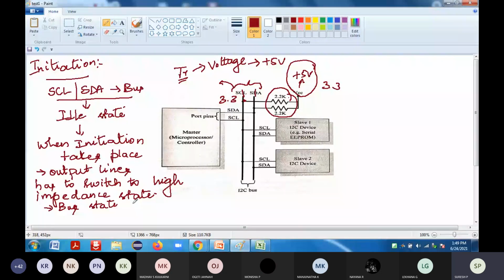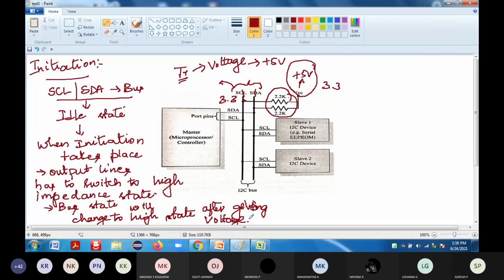The bus state will change to high state after providing the voltage. Okay, after giving the voltage, once you have given the voltage here, the sequence of operation has to be done.